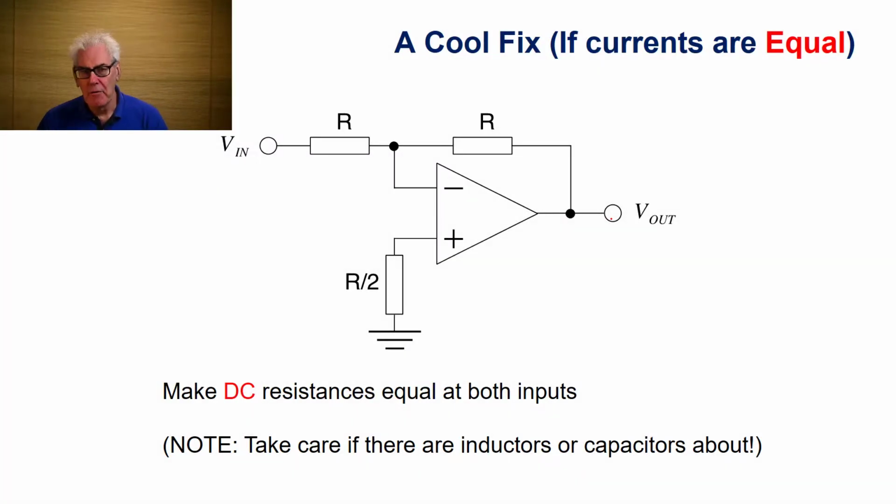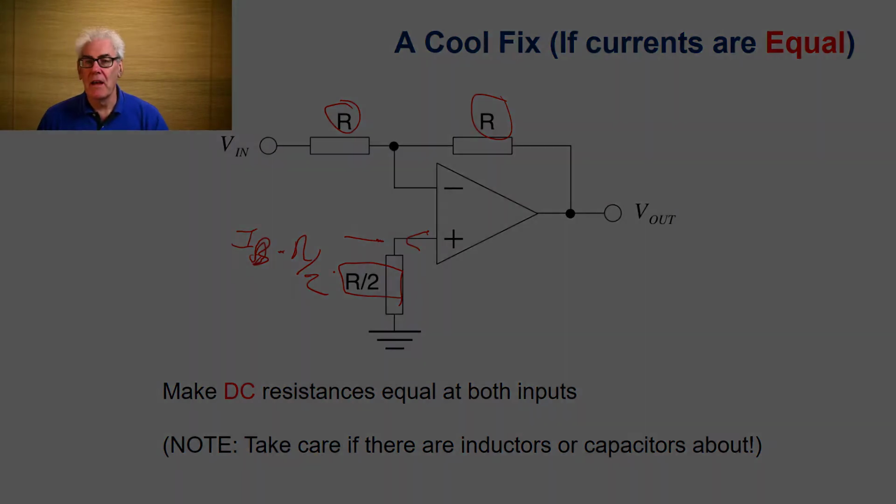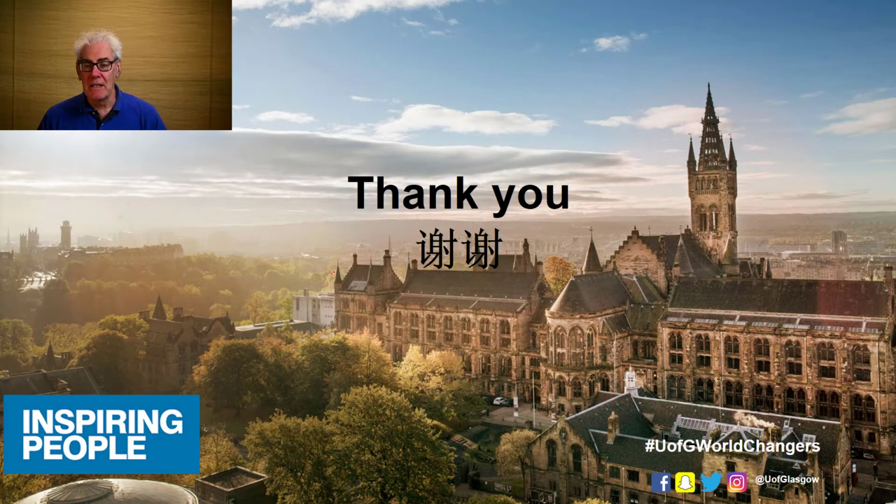However, there's a cool fix to remove the effect of bias currents from your circuits. If we have a circuit in this format here, where we have R and R, and we put a resistor R upon 2 in series with the positive input, any bias current coming down there is going to make a voltage there of IB times R upon 2, and that compensates for the error at the output. But I'm not going to go into detail on that in this lecture, and we're going to analyze this fix for bias current errors in the next lecture.